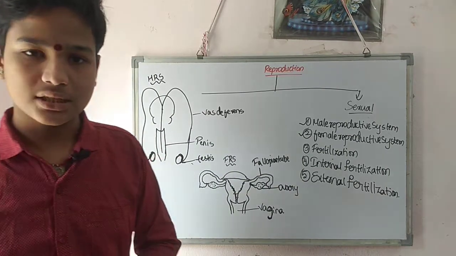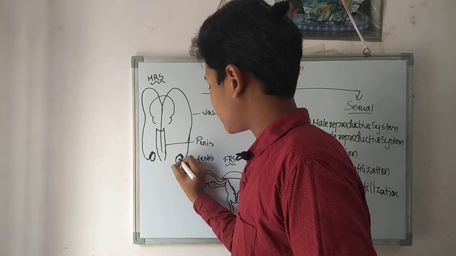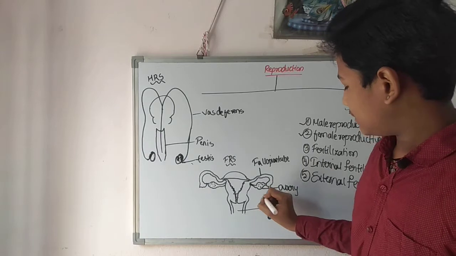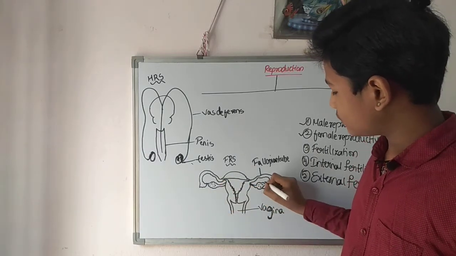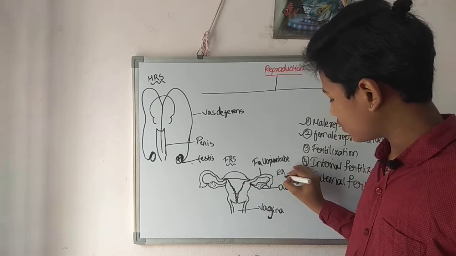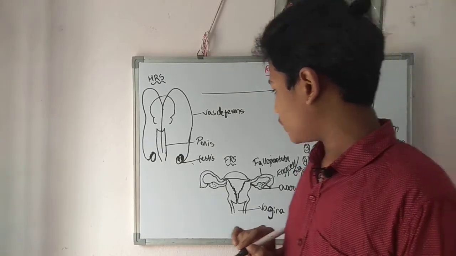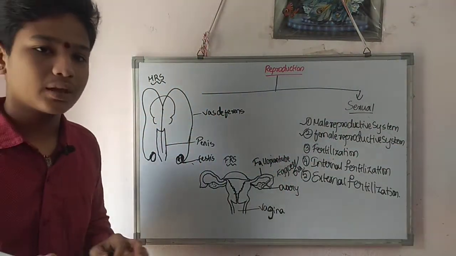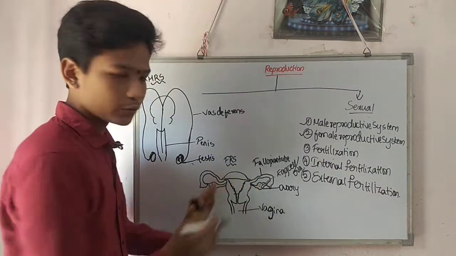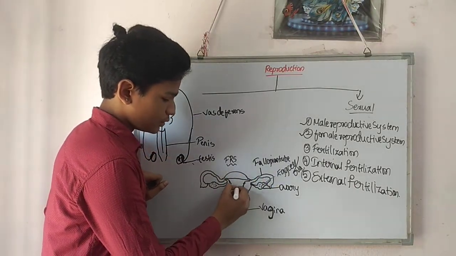Now the fertilization. The male consists of testes, which produce sperms, and the female has ovaries. Inside the ovary they have the egg cell or ova. These sperms reach the vagina. After that, the sperms go into the two fallopian tubes.